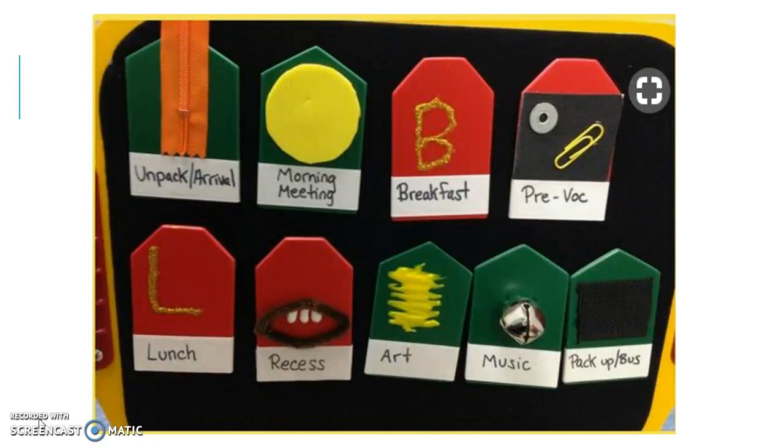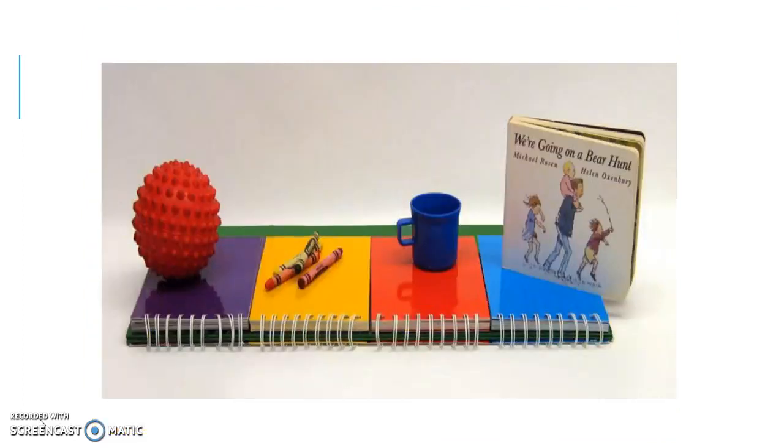Here's an example. This one has symbolic representation. So for unpack and arrival, there's a zipper. Morning meeting, there's a circle, kind of looks like a rock. A B for breakfast. And as we move around, an L for lunch. You can see for art, there's some texture, there's paint. For music, there's a bell. For pack up and bus, there's something else. So this is a symbolic representation, but it is an object schedule.